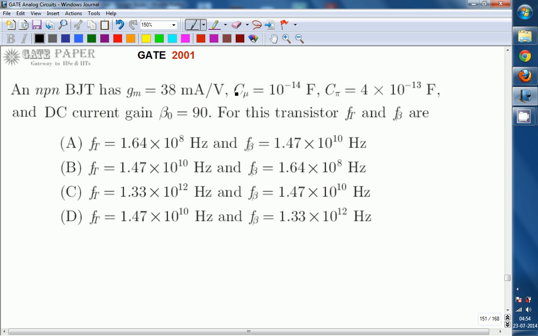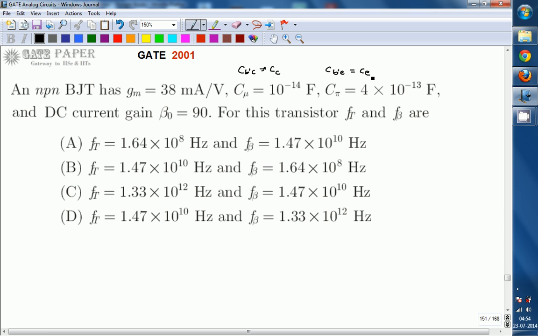Here C mu is also going to be called CB'C, and C pi is also called CB'E. Or simply, these are going to be called CC and CE. These are the other notations for C mu and C pi.